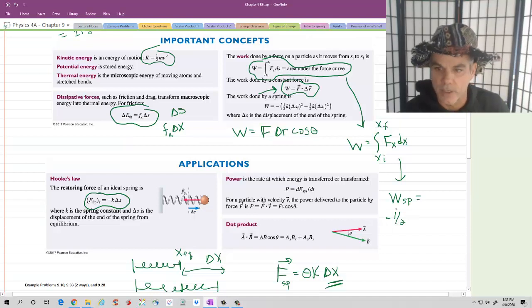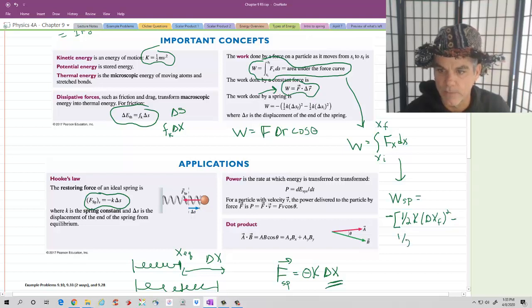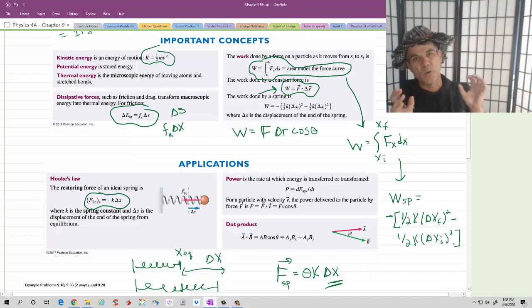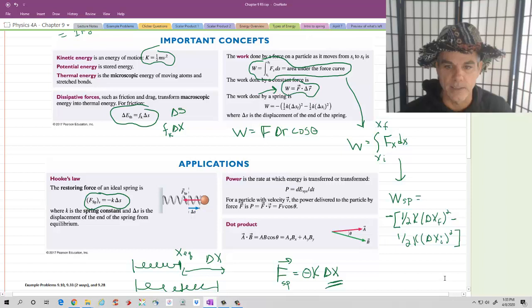How do I want to write this? Let me write it with the minus sign out in front of everything. So -1/2 k times delta x final squared minus 1/2 k times delta x initial squared. So calculating the work done by a spring, you cannot use the dot product of F dot delta R because the force of a spring is not constant.